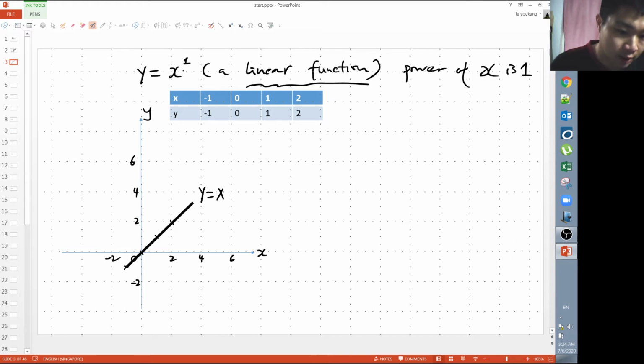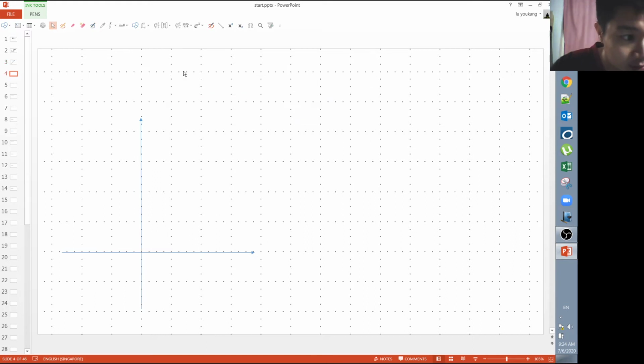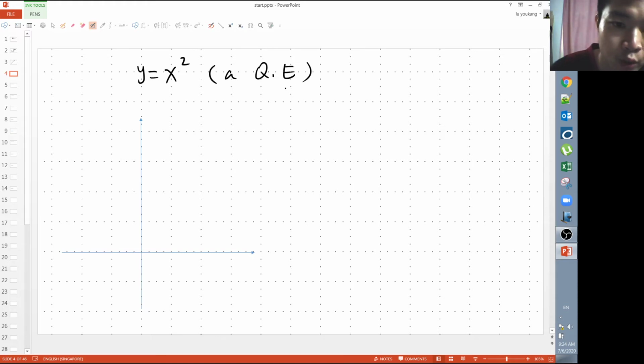Okay, so now let's move on to the next slide. Okay, so I hope you still remember. Okay, y is equal to x squared is my example here, and this is a quadratic equation. Okay, this is a quadratic equation. All right, so I'm using QE here, so quadratic equation. Okay, if you have been following my video so far, you know what a quadratic equation is.